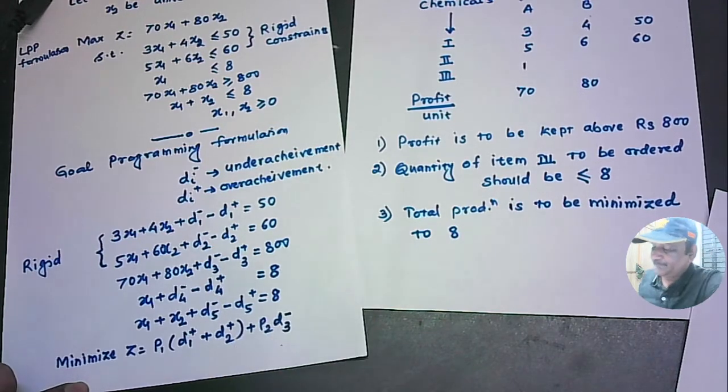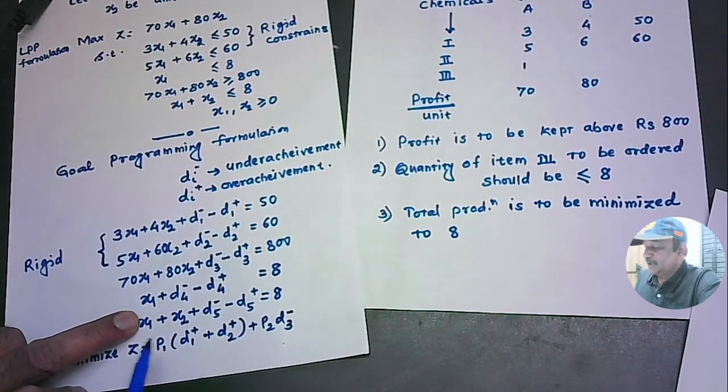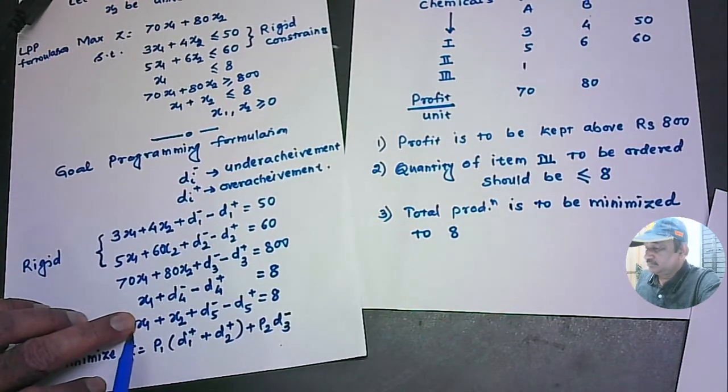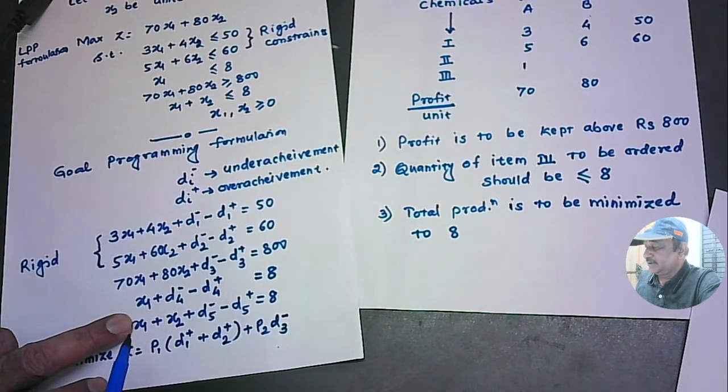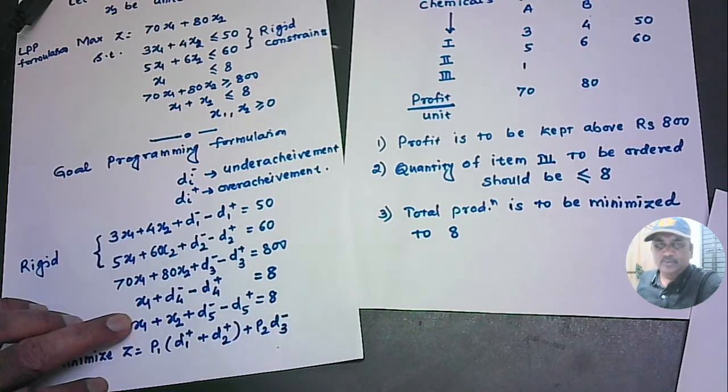All right, then coming on to this constraint. x1, that is chemical 3. This constraint is about chemical 3. It should be ordered less than 8. Its availability is to be kept less than 8. But sometimes it can go more than 8 as well.